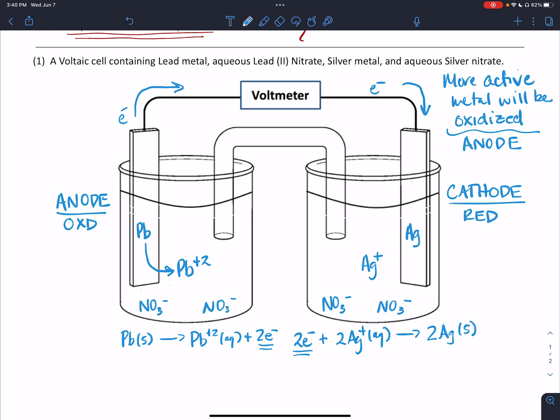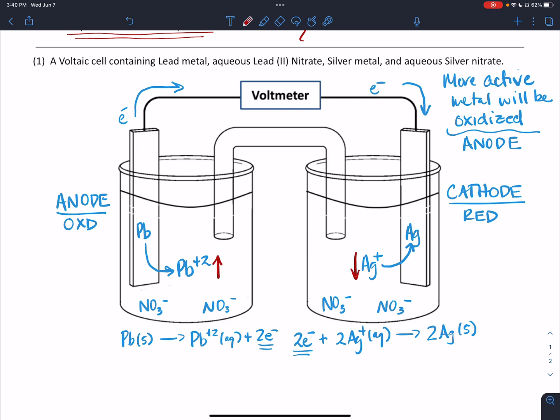All right, so for that cathode, that reduction reaction, it's picking up the electrons and forming silver metal atoms. So you can see we're moving from the metal to the ions in the anode and from the ions to the metal in the cathode. Now, if we allow our cell to run over time, we're going to see an increase in the amount of lead plus 2 ions and a decrease in the amount of silver ions. And that's going to affect the charge within each of these beakers.